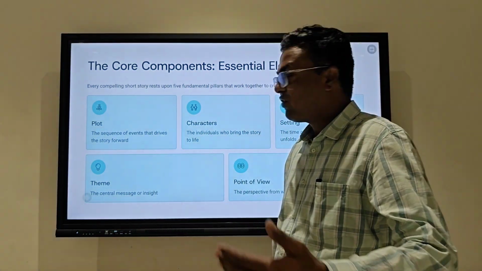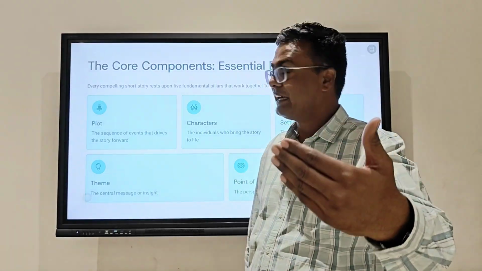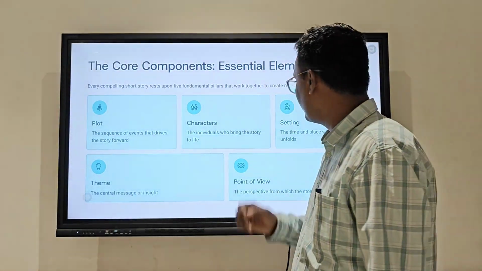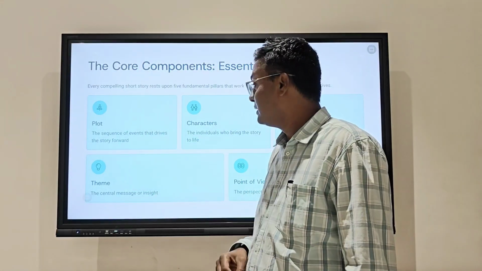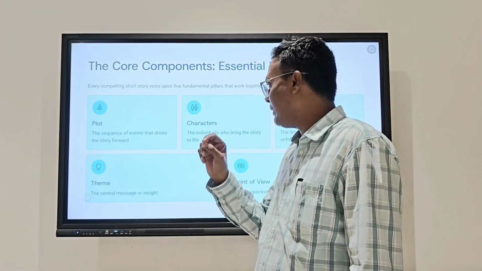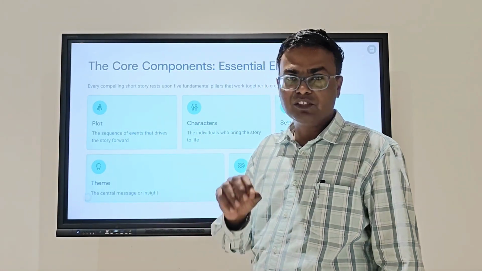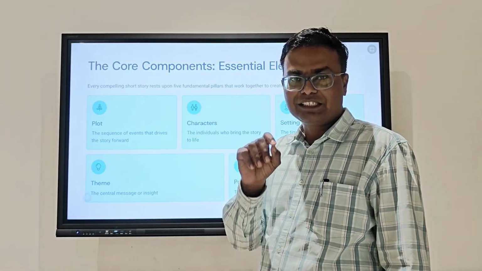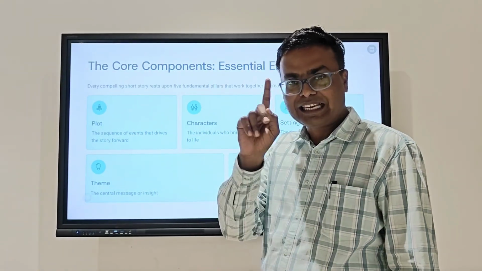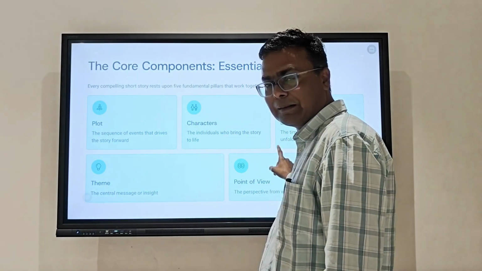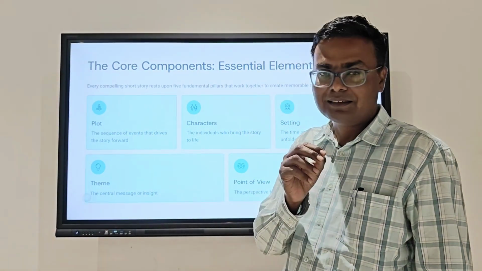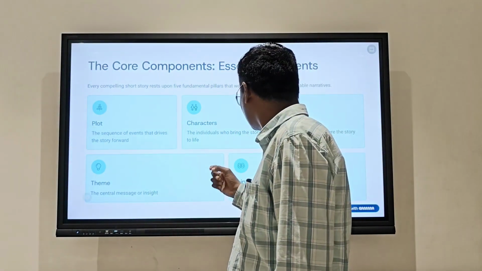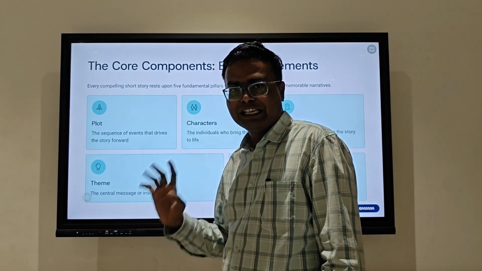So each story has a plot, each story has characters, and the next important part of each story is setting. It means if any event happens, it happens in a particular place. It takes place somewhere. So where it takes place is called the setting. It means the place where the action of the story takes place.